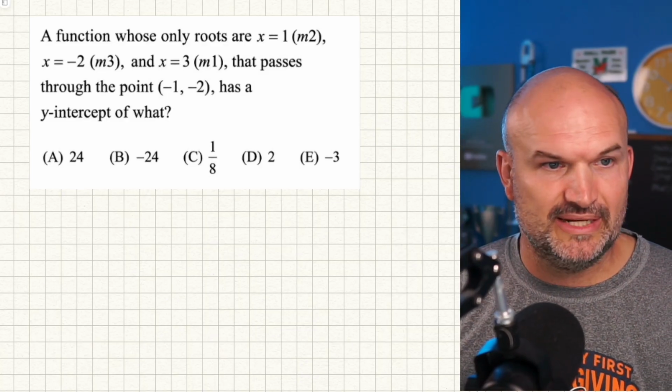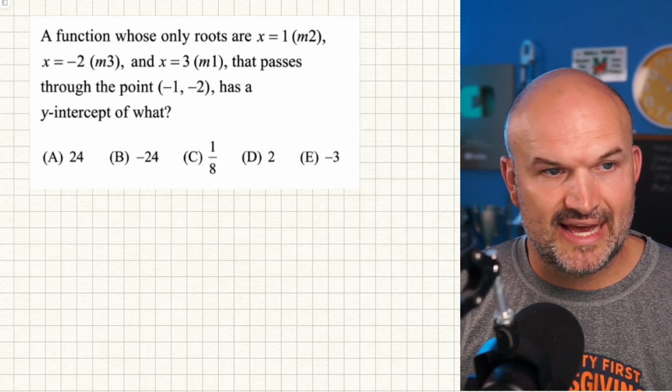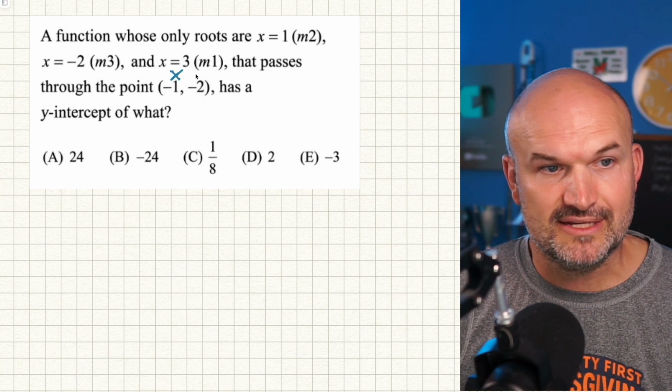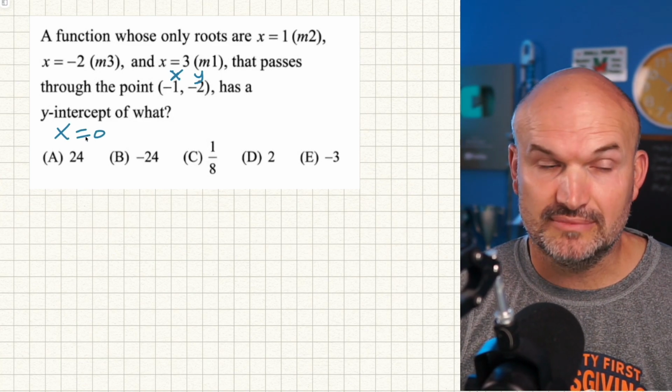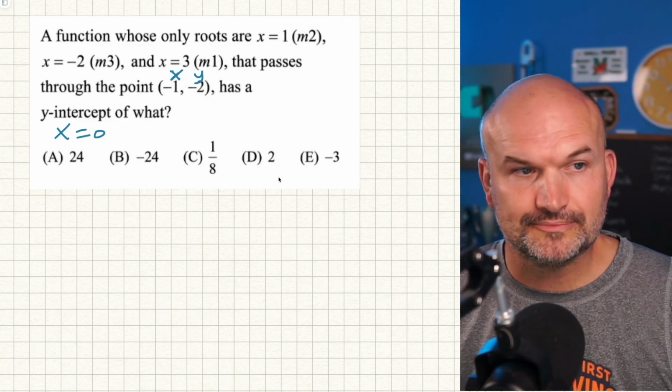Okay, a couple things we need to digest here. Negative 1, negative 2, that is a coordinate point. So I'm going to write in an x as well as a y. Y-intercept tells me x is equal to 0. Okay, just a couple things that I recognize here.